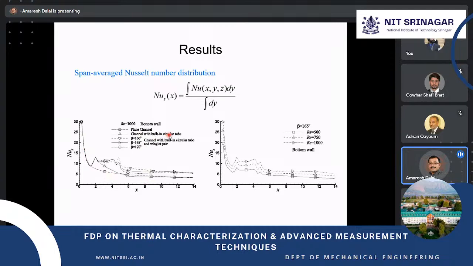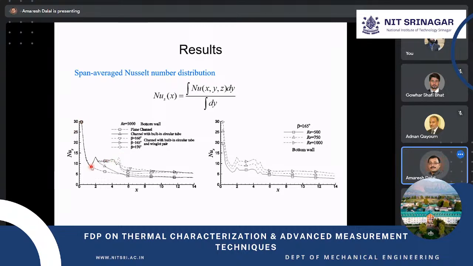This is the channel with a built-in circular cylinder. So what is happening when the circular cylinder is there? Obviously there will be horseshoe vortices, so there will be somewhat of an increase in the heat transfer. And now when you place the winglet, due to the formation of longitudinal vortices, you can see there is a further enhancement of the Nusselt number along this region.